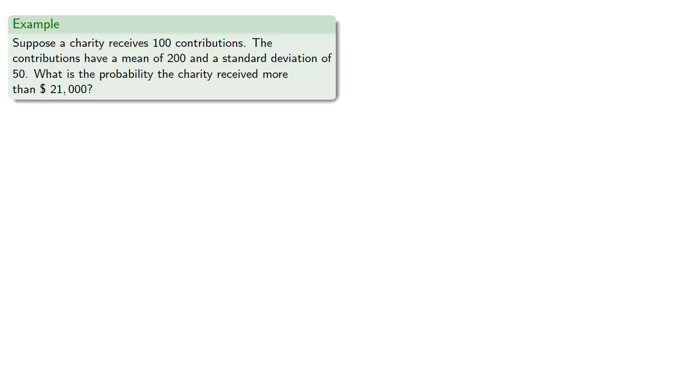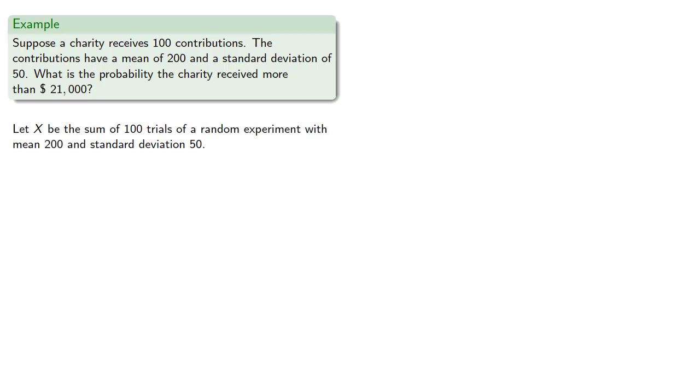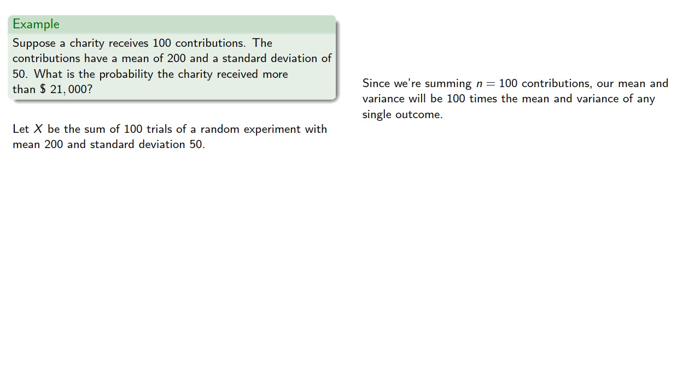For example, suppose a charity receives 100 contributions, and they're distributed with a mean of 200 and standard deviation of 50, and probability distribution of, well, who cares? What's the probability the charity received more than $21,000? So let X be the sum of 100 trials for a random experiment with mean and standard deviation. Since we're summing 100 contributions, our mean and variance will be 100 times the mean and variance of any single outcome.